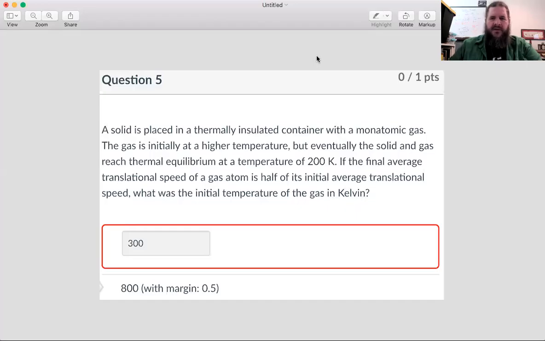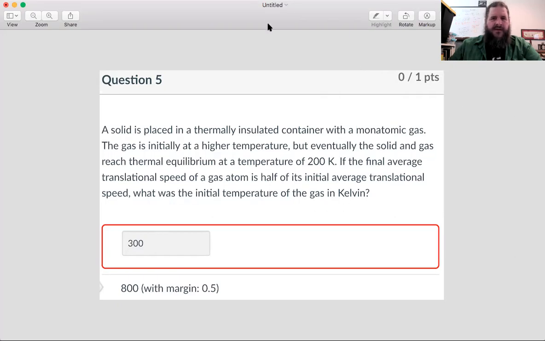Here we've got a solid put in contact with the gas. We know it's monoatomic, and the gas starts at a higher temperature, but it's going to presumably cool off, and the solid warms up till they reach a final temperature of 200 kelvins. And it looks like we're looking for what was the initial temperature of the gas. So we might not even have to care about the solid so much just yet. Our goal here is ultimately to find what was the initial temperature of the gas.